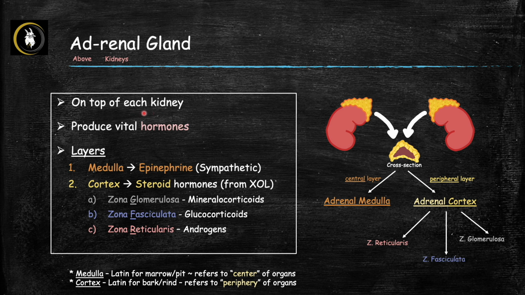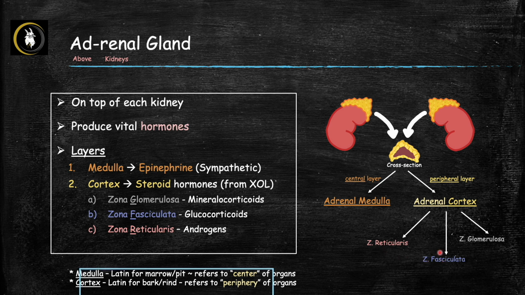So these are two glandular structures that sit on top of each kidney, and they produce hormones that are vital for life. And these hormones depend on which layer we're talking about. So the central layer, which is the adrenal medulla, secretes epinephrine, which is the main hormone of the sympathetic nervous system. The peripheral or outer layer is the adrenal cortex. And this layer itself has three separate zones, which are the zona glomerulosa, fasciculata, and reticularis. And these all secrete steroid hormones, but different steroid hormones in each zone.